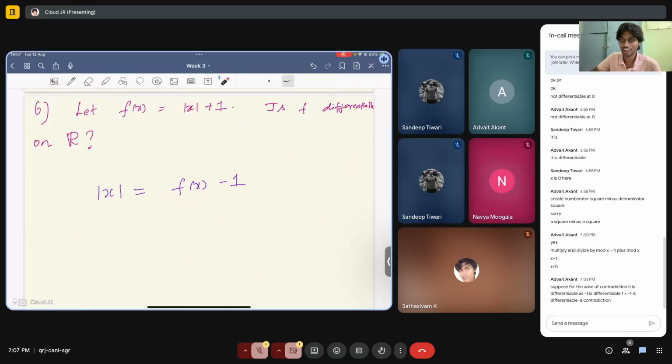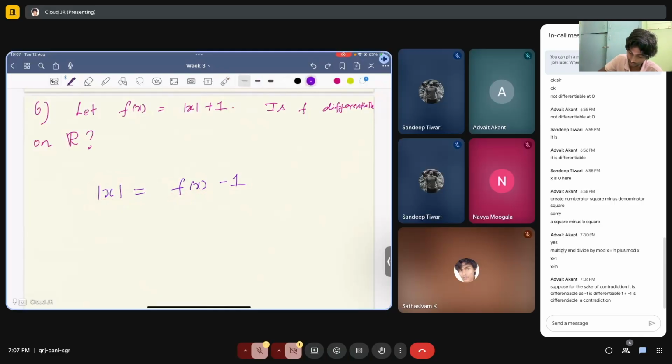Yeah, exactly. So he said the same thing, right? Basically, you are just taking this to the other side, and what you can observe is that since mod x can be written like that, and since it is not differentiable, f of x cannot be differentiable, because if f of x is differentiable, then mod x is differentiable at 0, which is a contradiction.